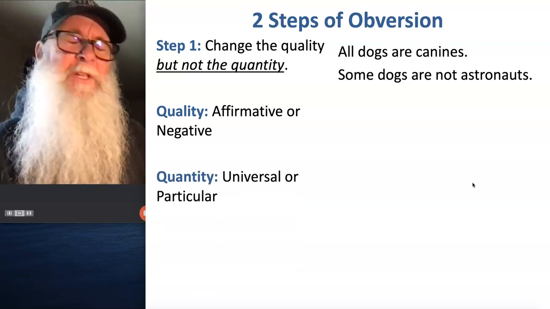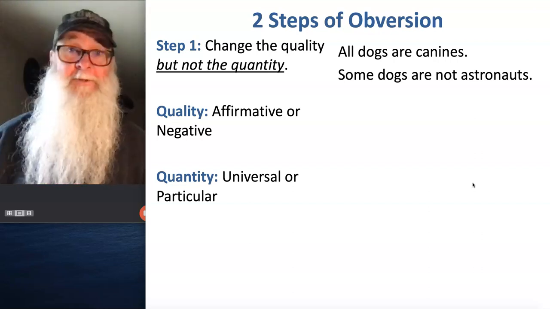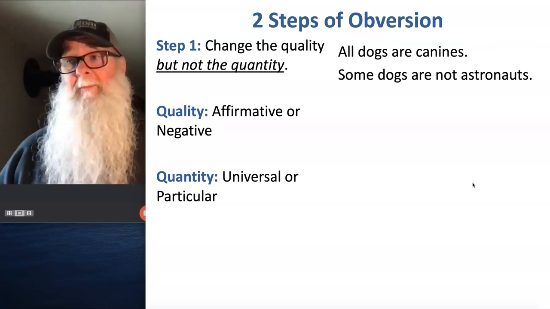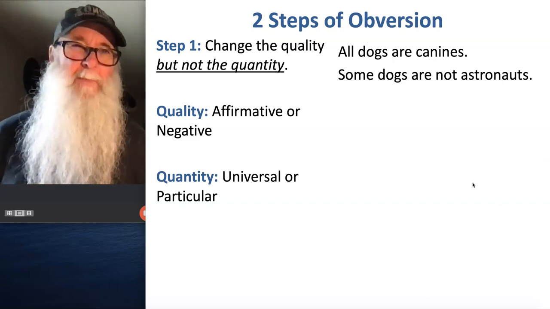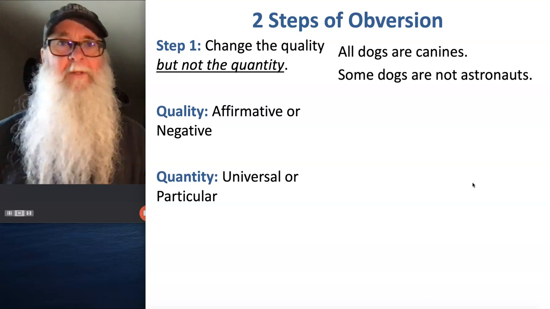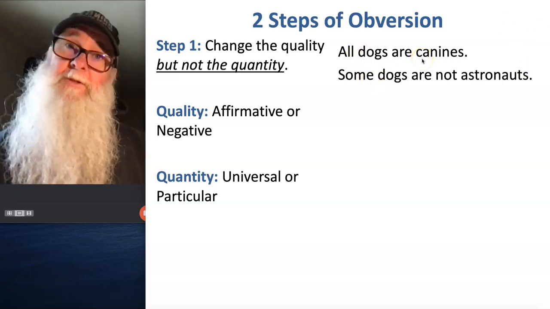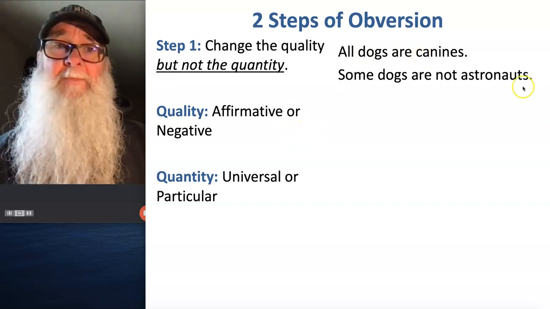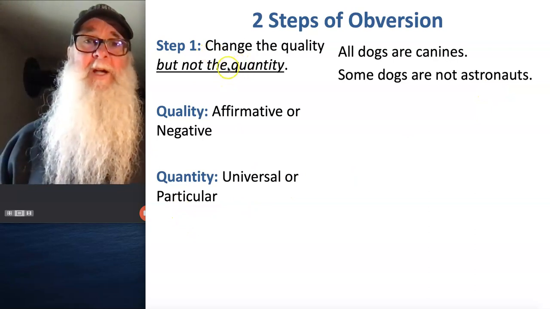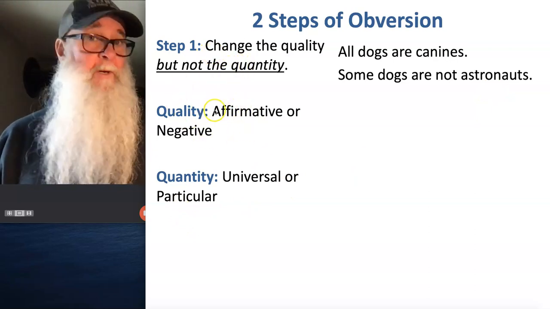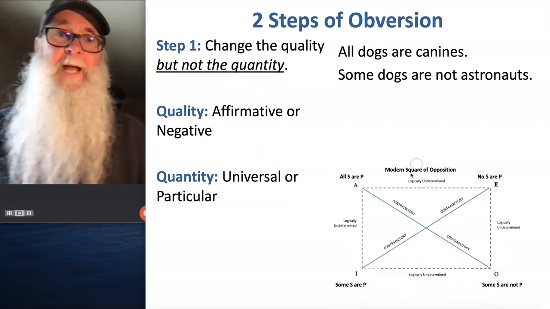Now you'll remember that all statements also have a quantity. They're either universal or particular. They're telling us something about all the members of a category, or they're telling us something about some number, but not some number fewer than all of the members of the category. So a statement like "all dogs are canines" is universal. A statement like "some dogs are not astronauts" is particular. Now, the first step of obversion requires that you change the quality, affirmative or negative, but leave the quantity the same. Okay, so how do you do that?